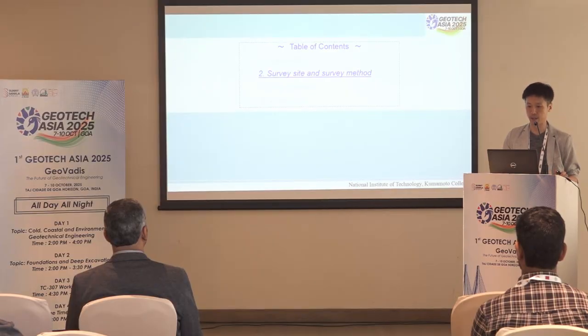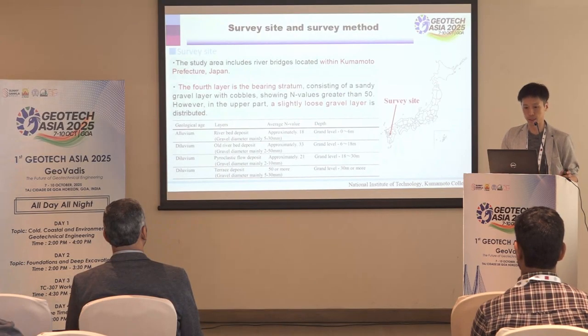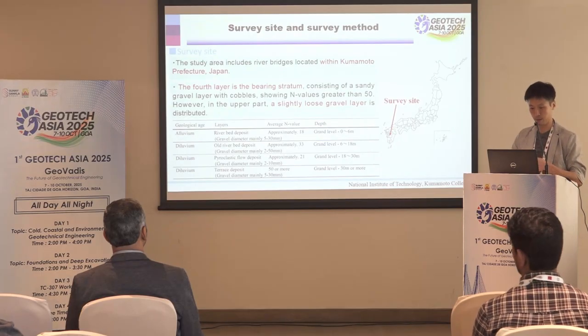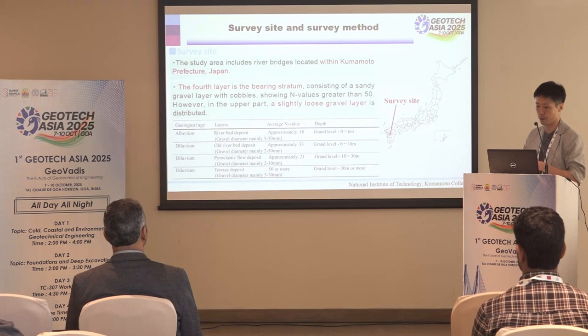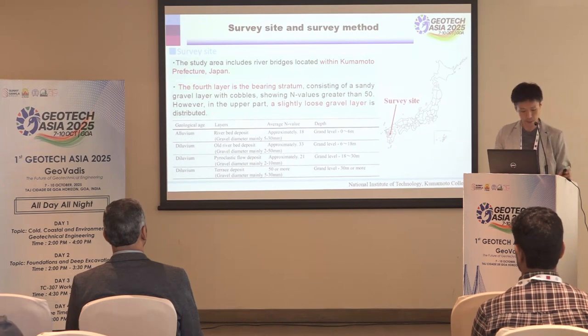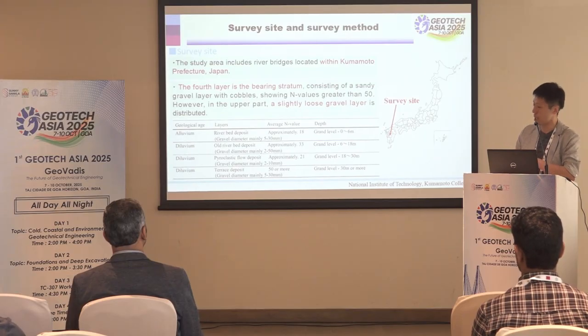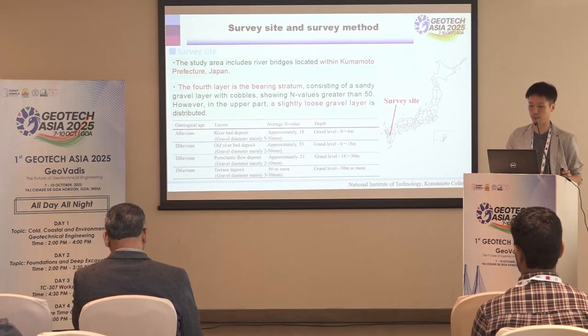Next, survey site and survey method. This study area includes a river bridge located within Kumamoto Prefecture, Japan, and the stratigraphic composition is shown in this table. The fourth layer is the bearing stratum, consisting of a sandy gravel layer with cobbles, showing N values greater than 50. However, in the upper part, a slightly loose gravel layer is distributed. Therefore, careful attention is required to accurately identify the bearing strata.